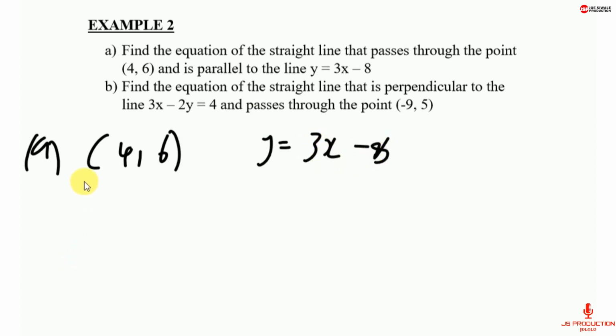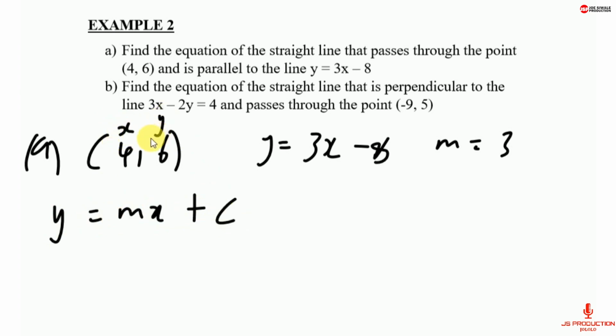So our first thing that we are supposed to do, we are supposed to identify the gradient. So we know that the gradient of this equation, m is equal to 3. That means that it's going to be equal to this line, the line that we're supposed to calculate. So we can say y is equal to mx plus c, and we know that this is our x and this is our y, and we know that two parallel lines, their gradient is the same. That means the gradient of this line is also going to be 3.